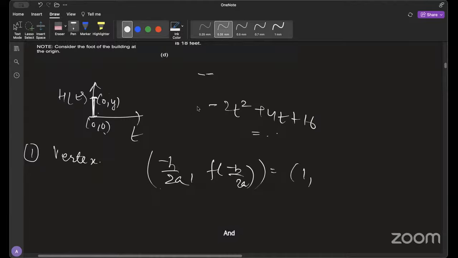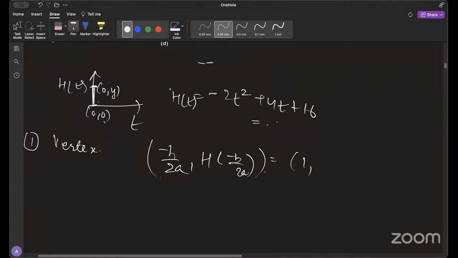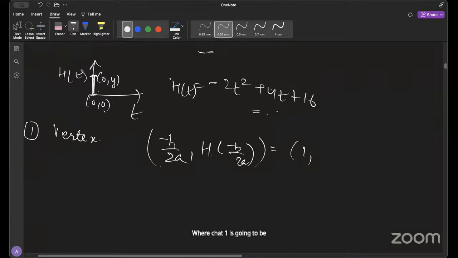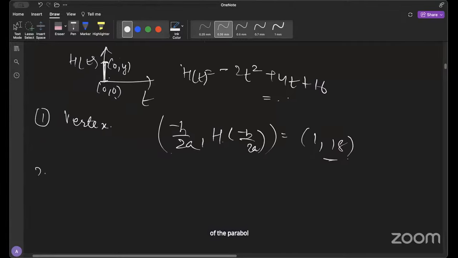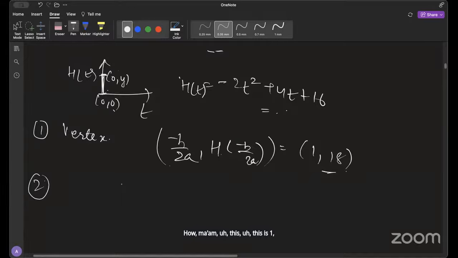And this thing at 1, if this is your function h(t), then h at, okay, I should have used h here. So h at 1 is going to be minus 2 plus 4 plus 16. So it's 20 minus 2, 18. So this should be the vertex of the parabola. This is 1, 18.